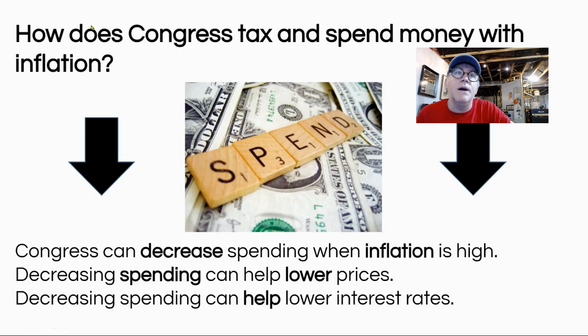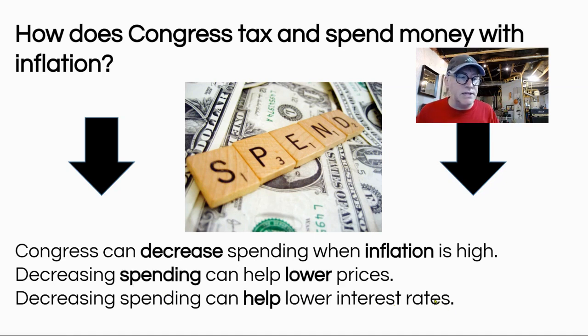So, how does Congress tax and spend money during inflation? Congress can decrease spending when inflation is high. Decreasing spending can help lower prices. Decreasing spending can help lower interest rates.